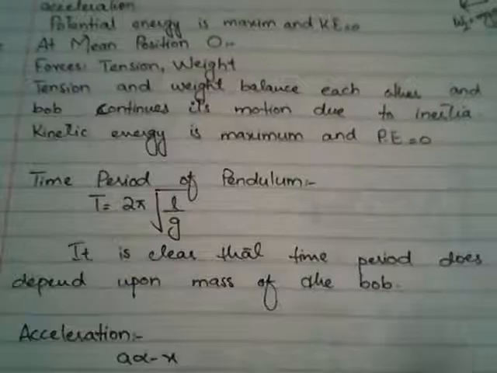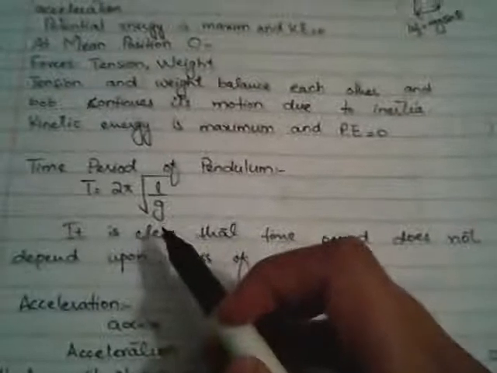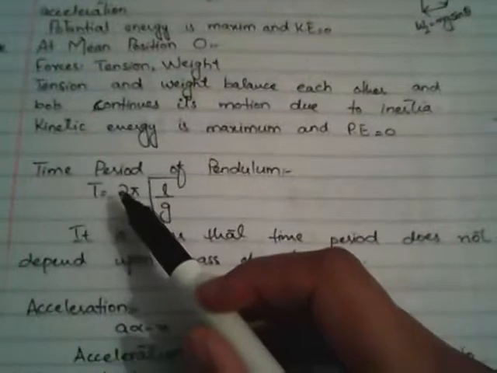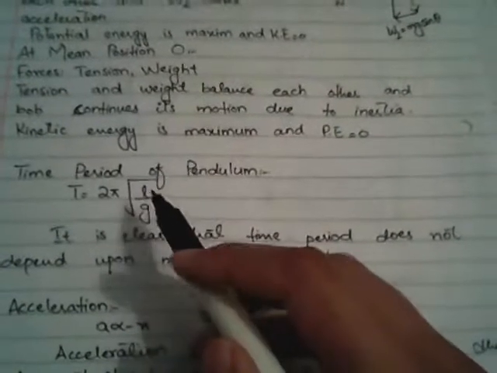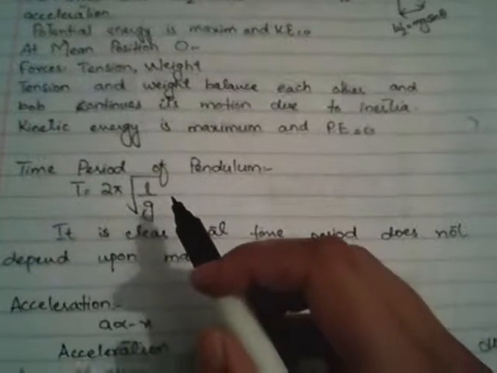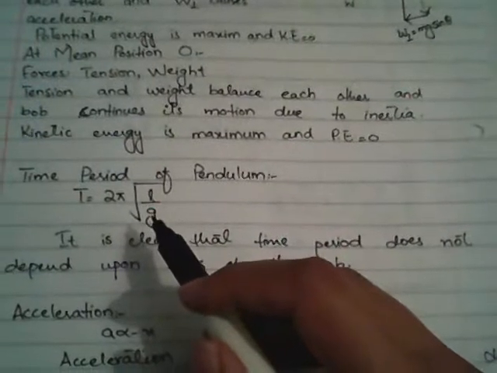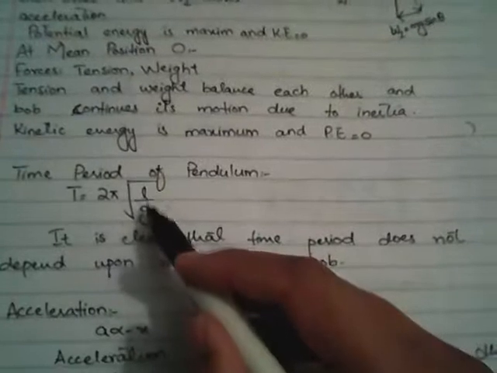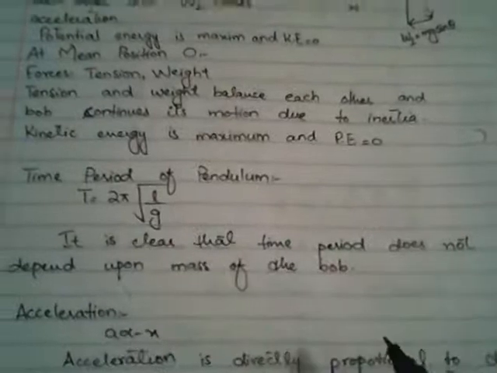Now, what will be the time period? The time period is given by T equals 2 pi root L over g. It is very important to note that the time period of a simple pendulum does not depend on mass. It does not matter if you attach a rubber ball of mass 20 gram or a steel ball of mass 200 kg. It will oscillate with the same time period, provided that the length in both cases is the same. So it just depends upon the length of the string.